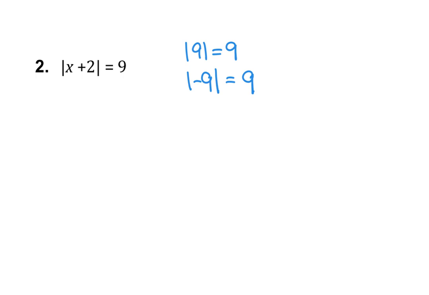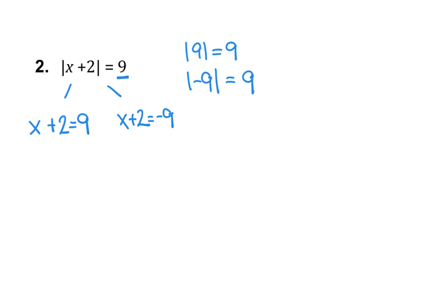Let's take a look at how we're going to organize these as we solve them. I'm going to remove my absolute value symbols, almost like I'm just sliding them down, and I'm going to make two separate equations. One of the equations is going to be x plus 2 is equal to that positive 9. And we have x plus 2 is equal to negative 9, because we also know that the absolute value of negative 9 is going to be equal to that positive 9. So that's why one is equal to a positive and one is equal to a negative.